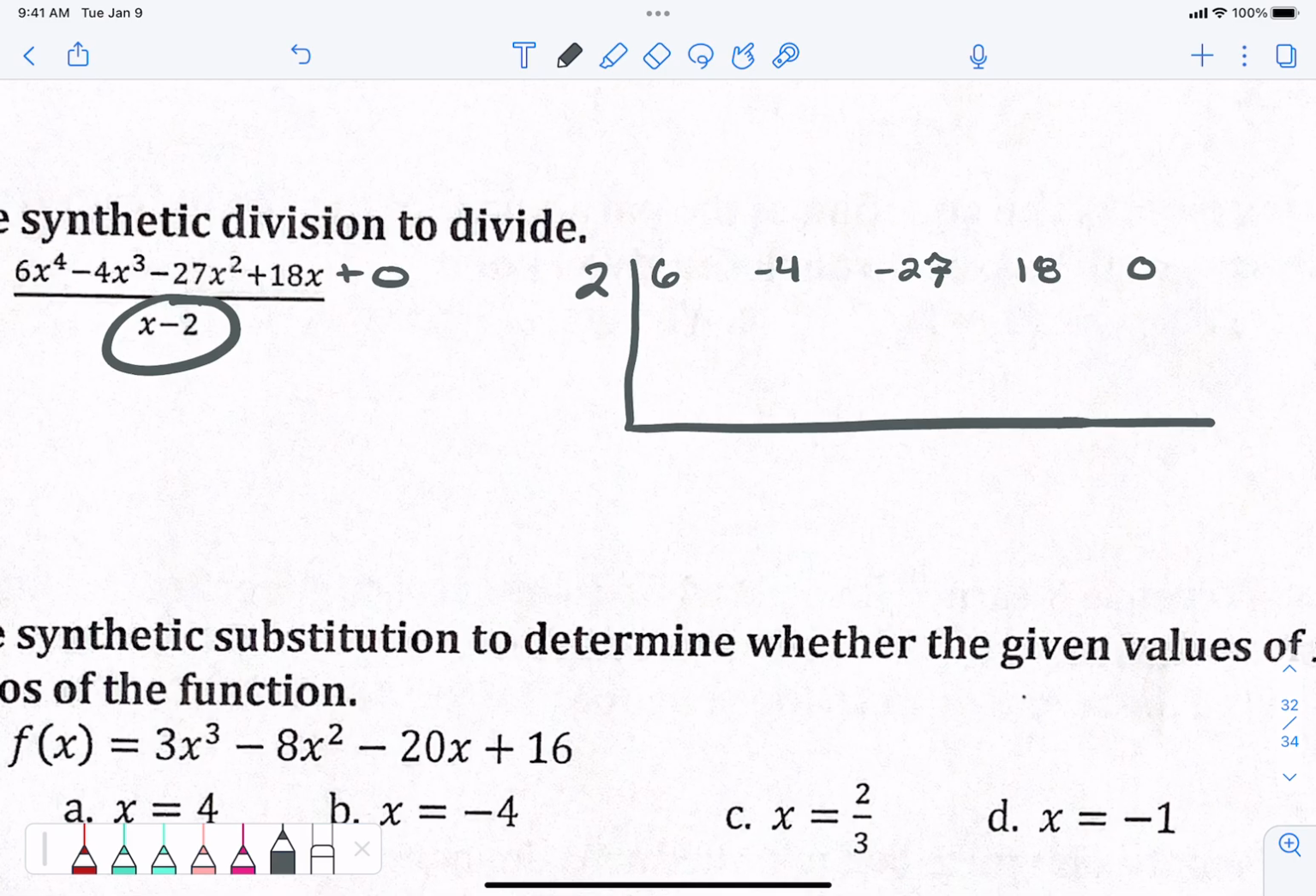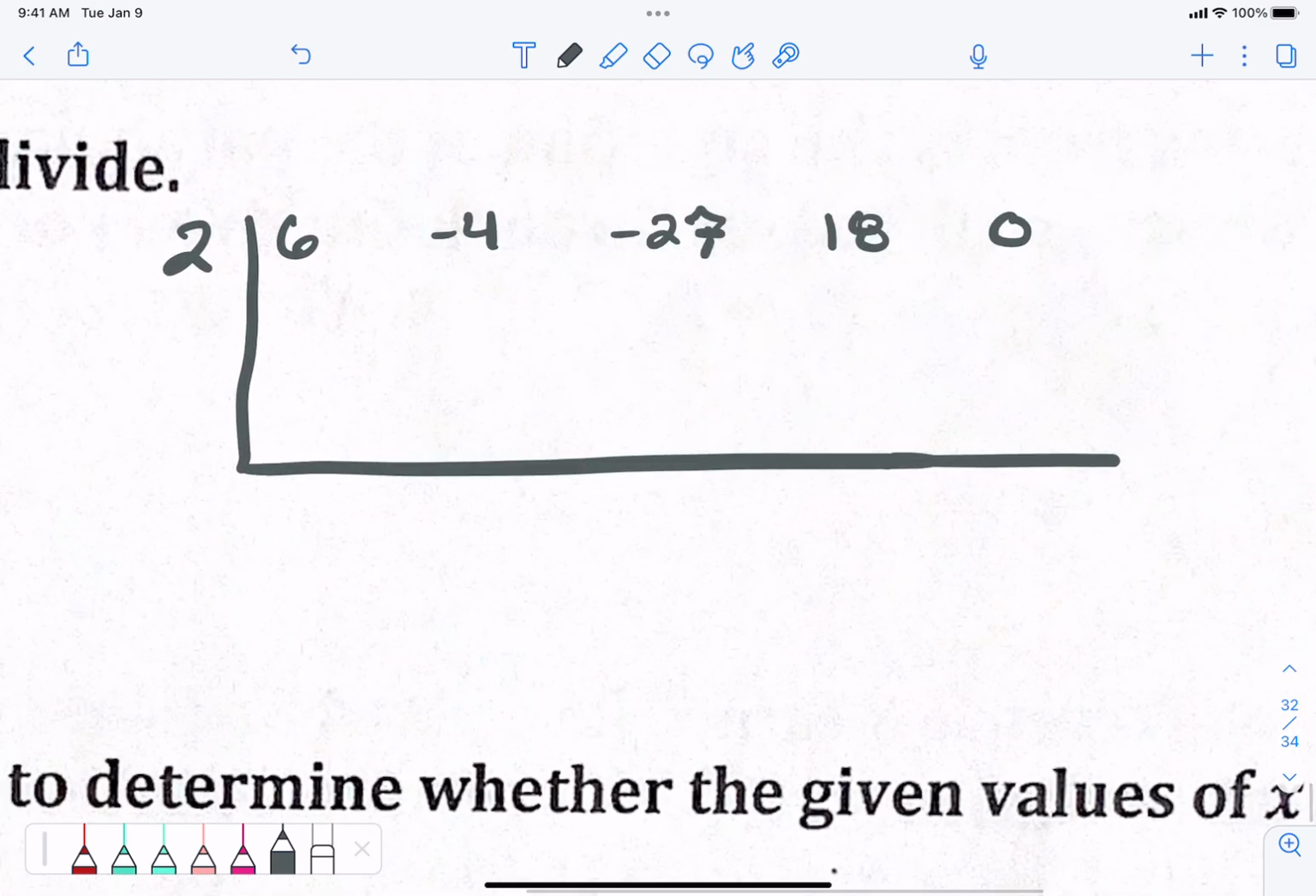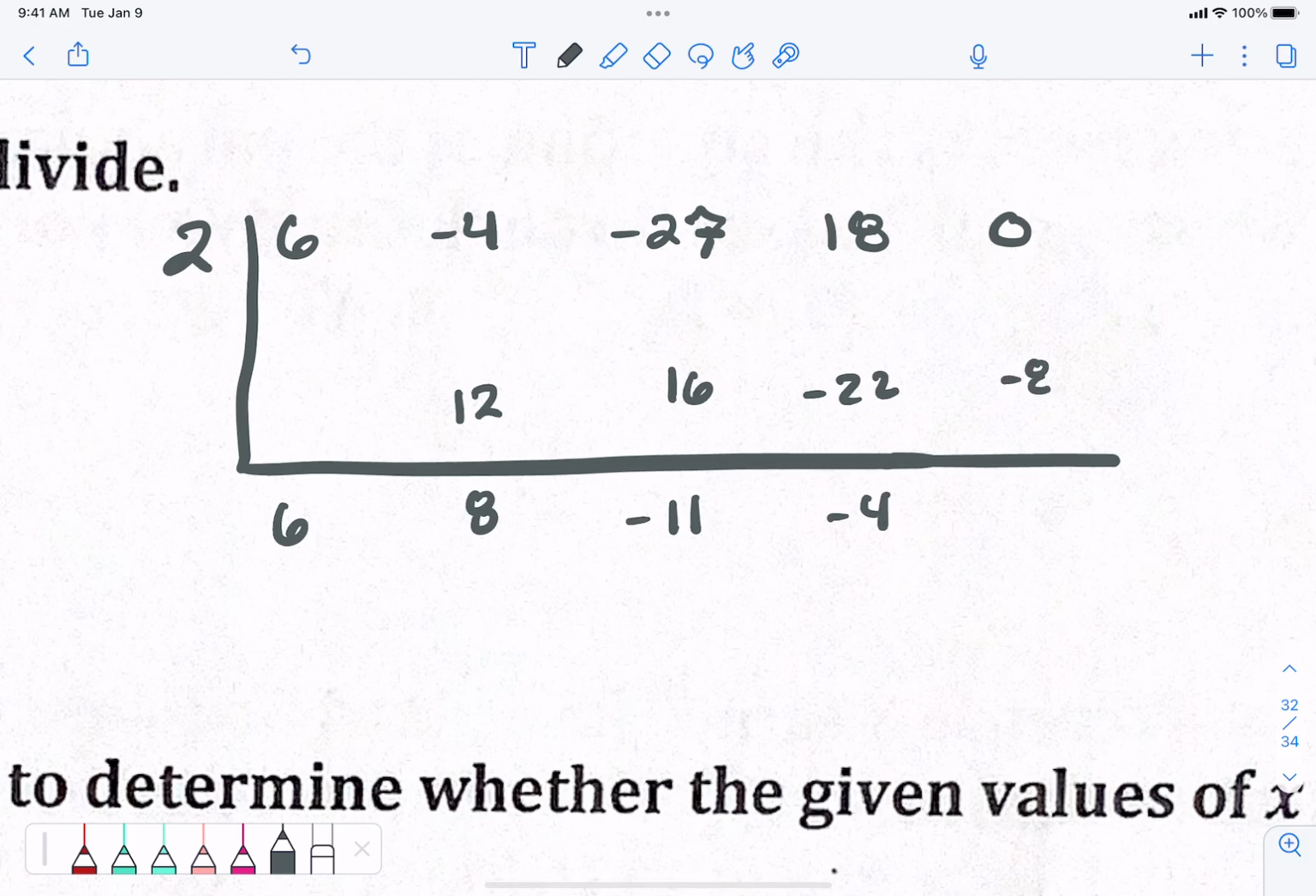He's positive 2. Okay. All right. Are we ready? 6, 12, 8, 16, negative 11, negative 22, negative 4, negative 8, negative 8. There's my remainder.